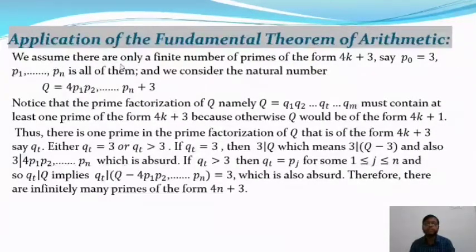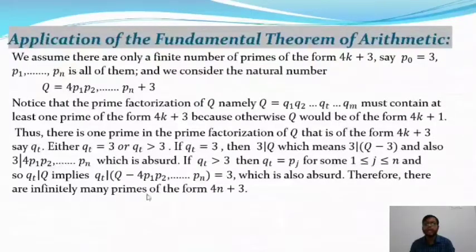Therefore, we assume there are only a finite number of primes of the form 4k plus 3, and say p0 is equal to 3. So p1, p2, up to pn are all of them, and we consider the natural number q equal to 4 into p1 p2 up to pn plus 3. Notice that the prime factorization of q, namely q equals q1 q2 up to qm, must contain at least one prime of the form 4k plus 3, because otherwise q would be of the form 4k plus 1. Either it is of the form 4k plus 3 or 4k plus 1.